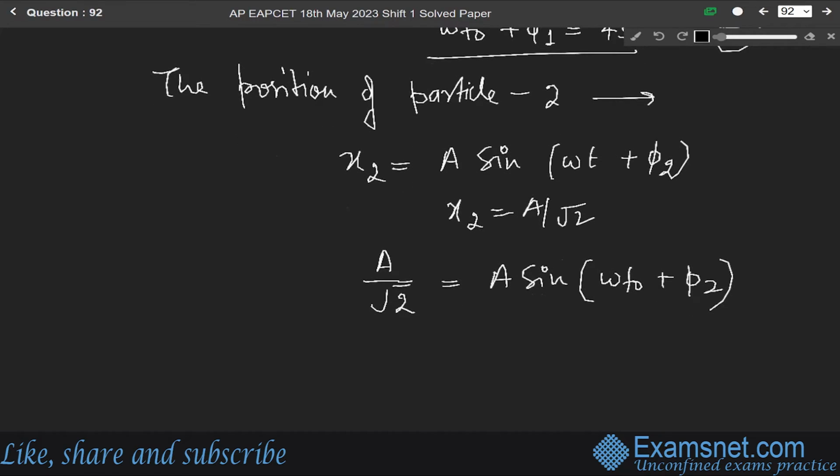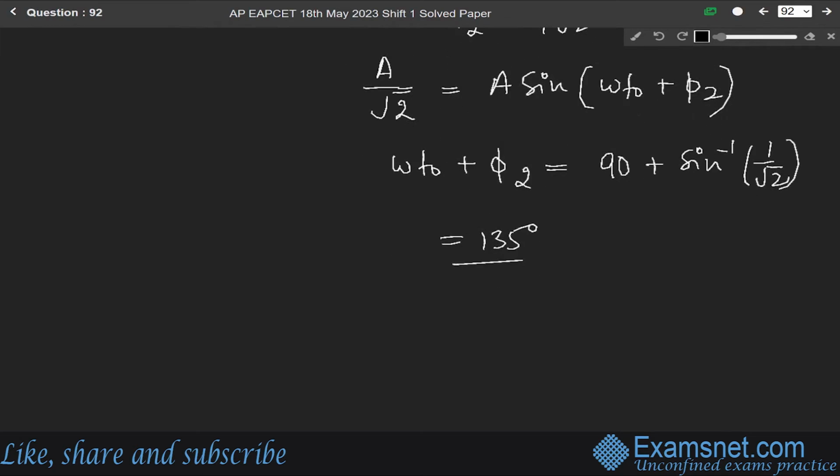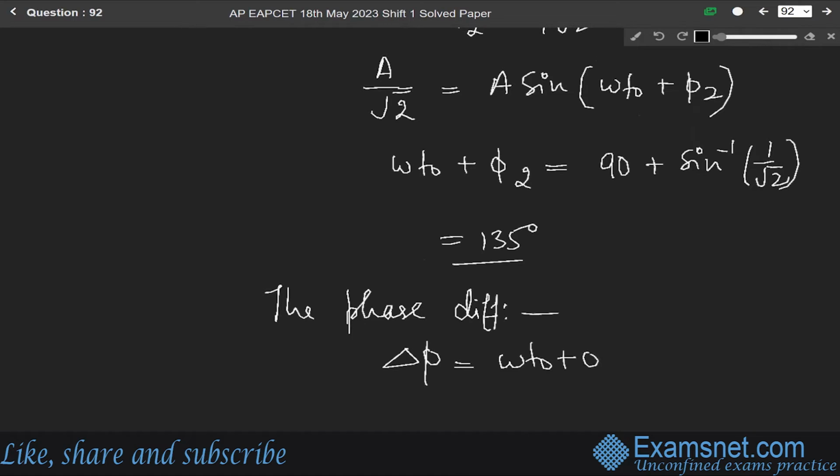So this omega t naught plus phi 2 will be equal to 90 plus sine inverse of 1 by root 2. So this will be equal to 135 degree. So the phase difference will be delta phi equals omega t naught plus phi 2 minus omega t naught plus phi 1.